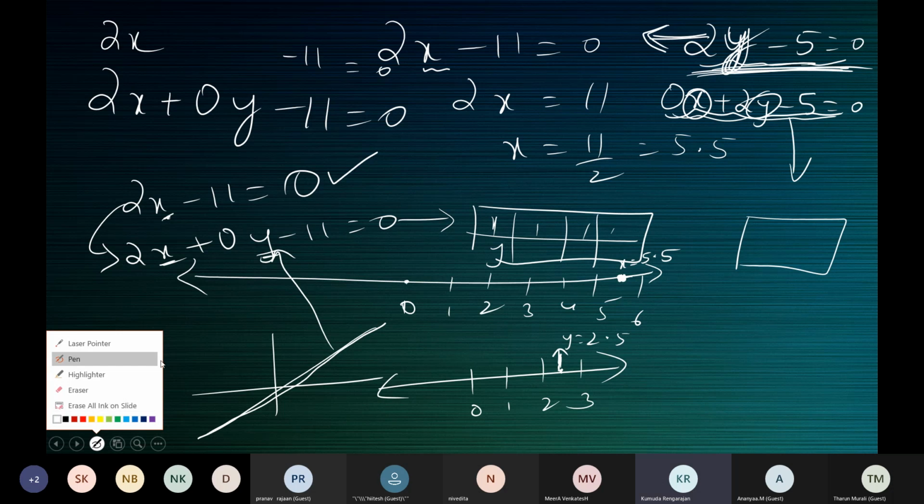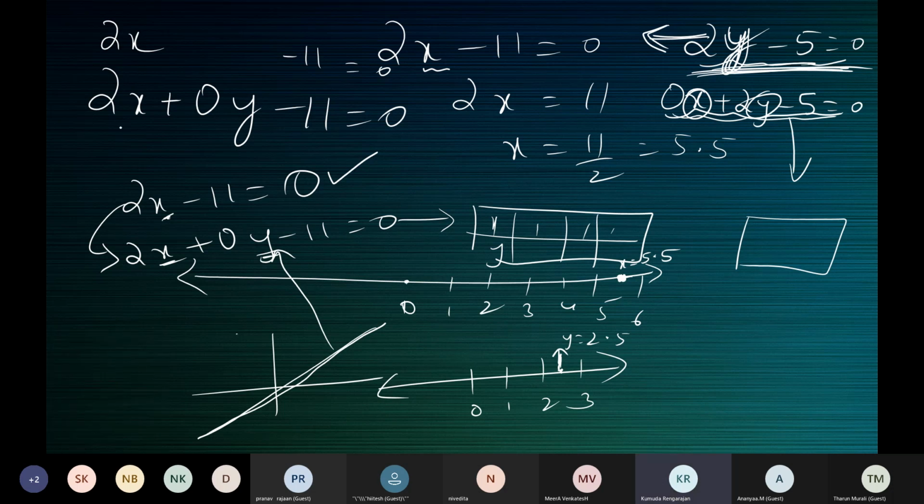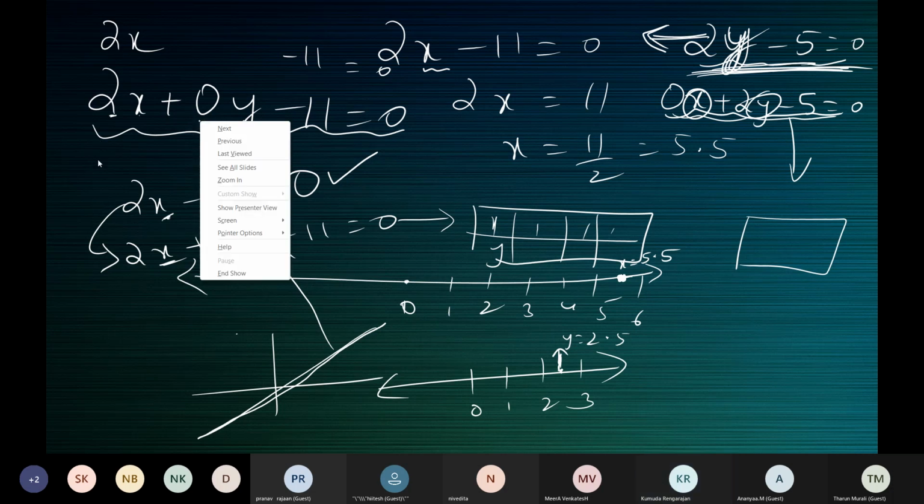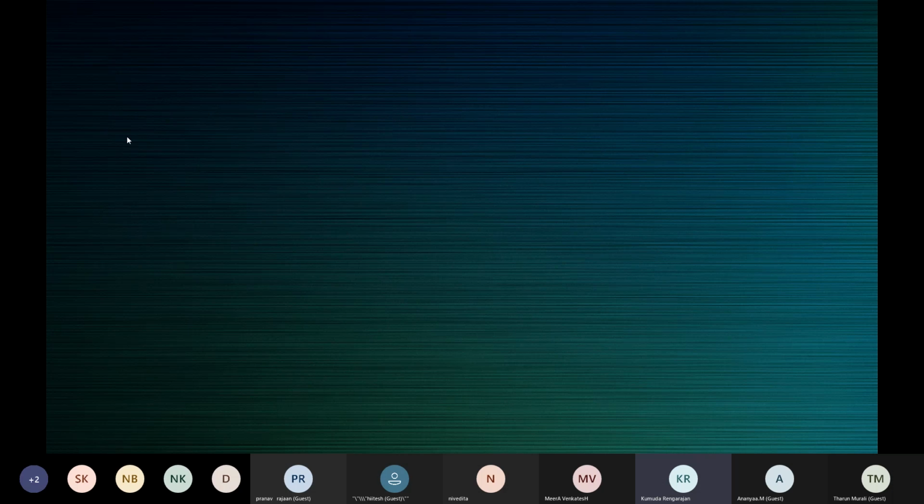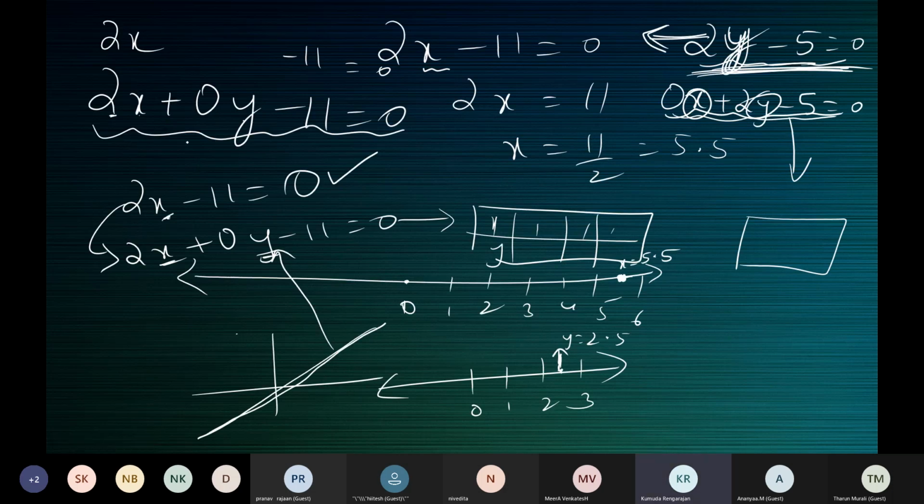So that means in this example, what is the coefficient of x? It's not 0. What's the coefficient of y? It is 0. But still we say this is a linear equation in two variables x and y, because you can see the variable x, you can see the variable y.